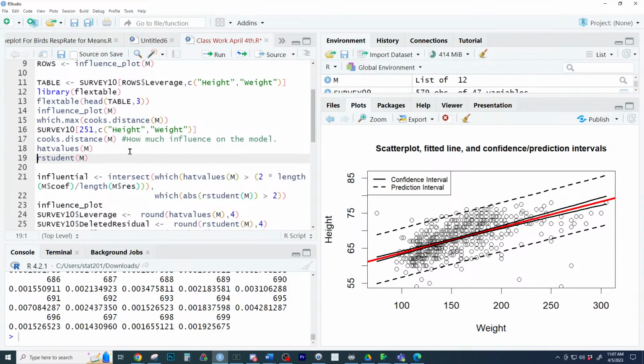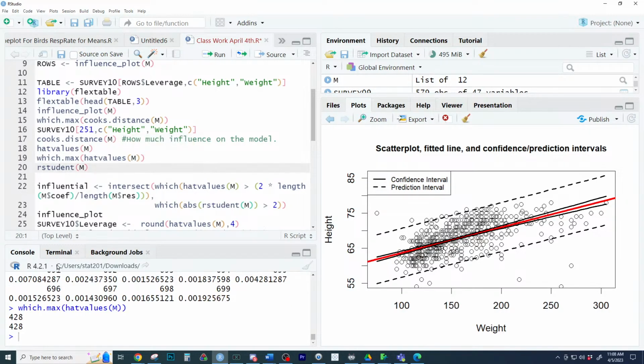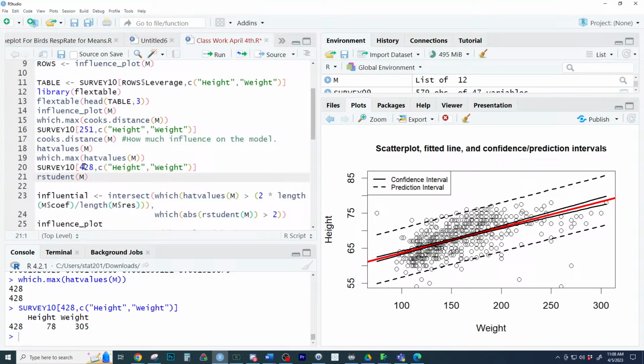So when we go to the Hatz right here, it'll compute a value for leverage, for how far something is away from the mean of the X's. And if we go here and write the same code with which.max, and then we go to the Hatz values, it's going to probably be that person right there, 428. So we're going to use the same code right here just to learn a little bit about that person. And that person is 78 inches tall and 305.